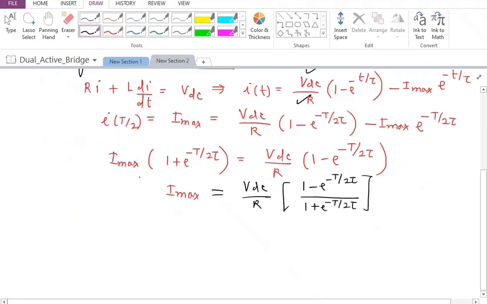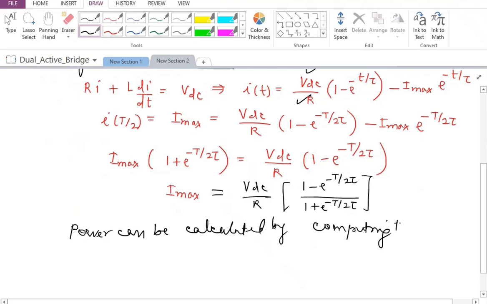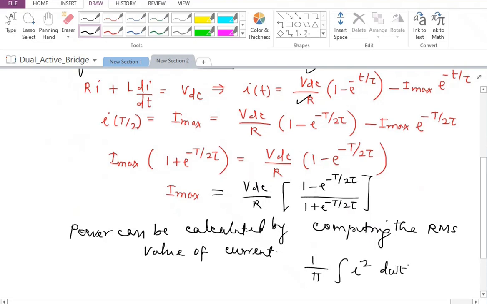So if we have the power, power can be calculated by computing the RMS value of current. That is definitely not going to be easy because the RMS value has to be calculated in the form of 1 divided by pi integral of I square d omega t. And I itself is having exponential, so it's not going to be very easy for us to calculate this. But however, at least you should know the method how the RMS calculation is done.